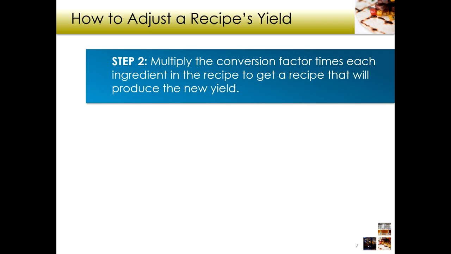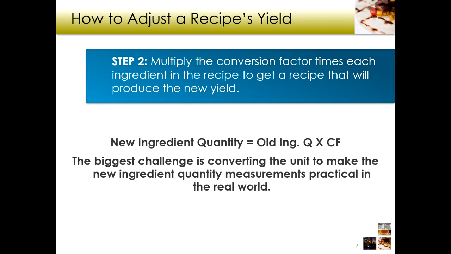So once we have that conversion factor, we're going to apply it to the actual recipe. We would take every ingredient in the recipe and multiply it times the conversion factor. So our new ingredient quantity is going to be the old ingredient quantity times our conversion factor. If we had 4 pounds of flour in the original recipe, we multiply that times 3.44 to get how many pounds of flour we need for the new recipe, which will give us the correct yield that we want. Once we've done that, we may need to convert that unit to make it easier to measure.